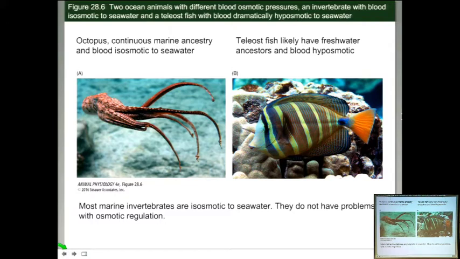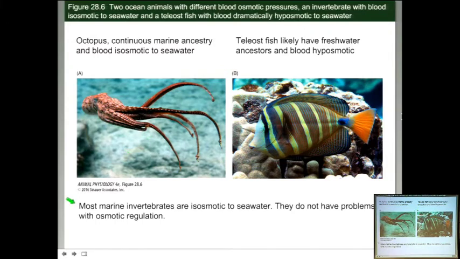On the other hand, we have the teleost fish in B, and these fish in the ocean have come from ancestors that were living in fresh water. So remember, the freshwater fish came from the ocean initially to freshwater, but all the teleost fish that are in the ocean now have come back from freshwater to saltwater. And so they tend to be hyposmotic because their ancestors were hyposmotic freshwater fish.